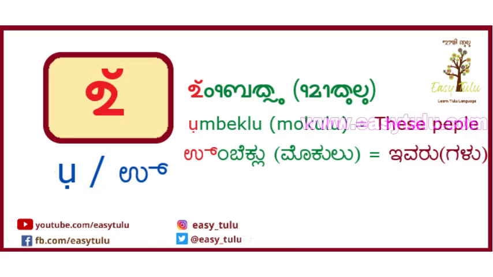Next one is U. This is called half O. This is one of the unique sounds in Tulu. This sound normally comes in the middle or end of a word. However, sometimes initial E or U vowel is pronounced as U. Example: Umbeklo. This can also be pronounced as Imbekulu or Umbekulu.